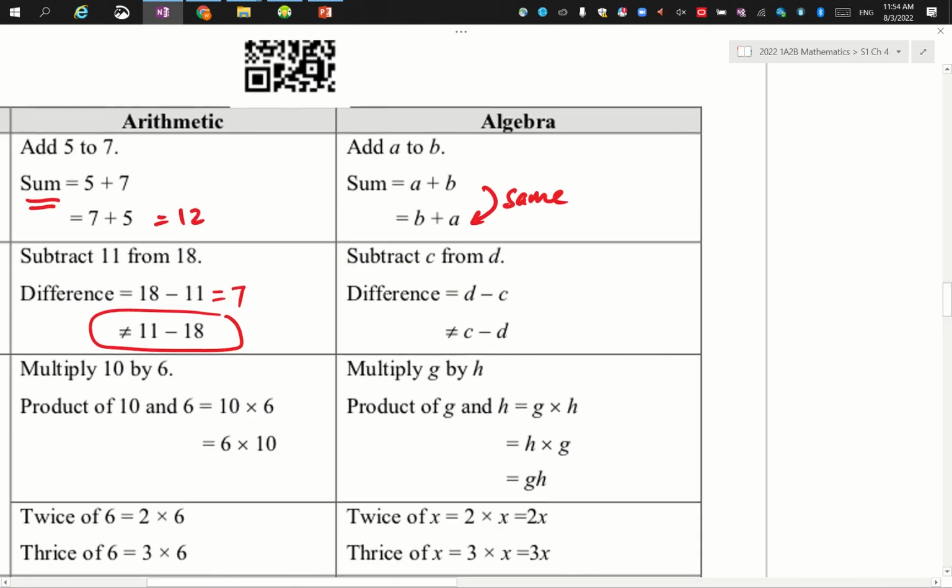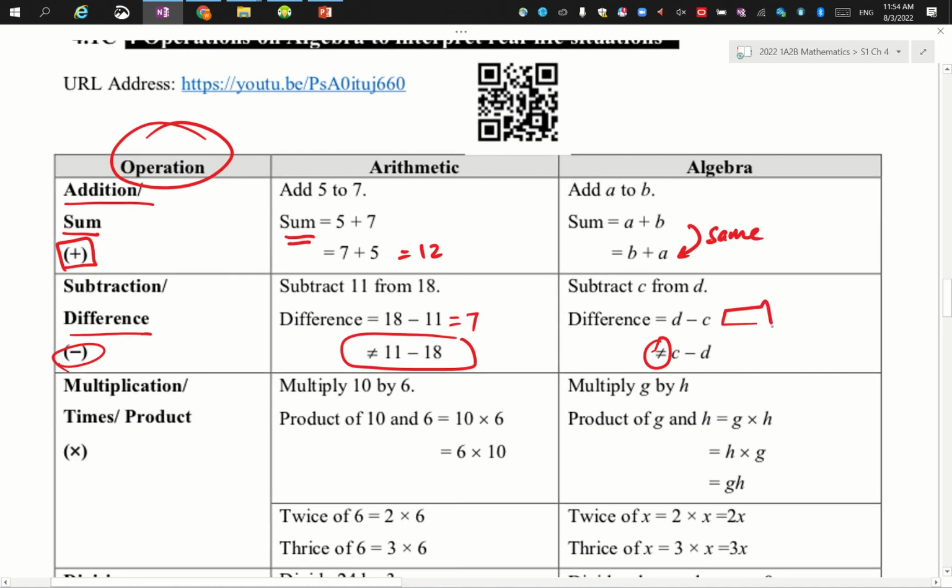Next, algebra. Subtract C from D. So we start off with the letter D, and we take away C. Take note that D minus C versus C minus D, they are different. So this is extremely important. You will be tested. The addition is very simple lah. First number plus second number, second number plus first number, same.